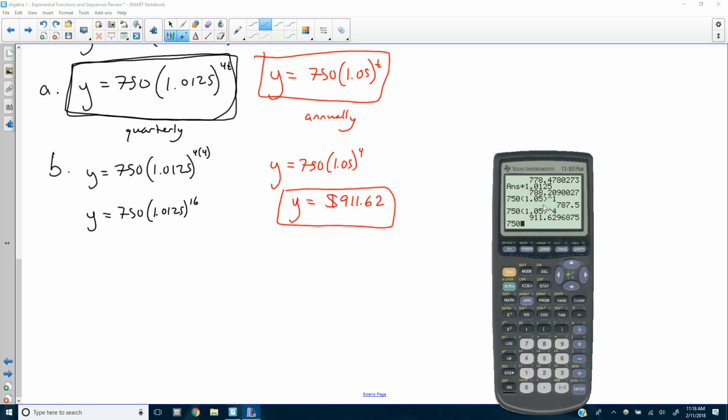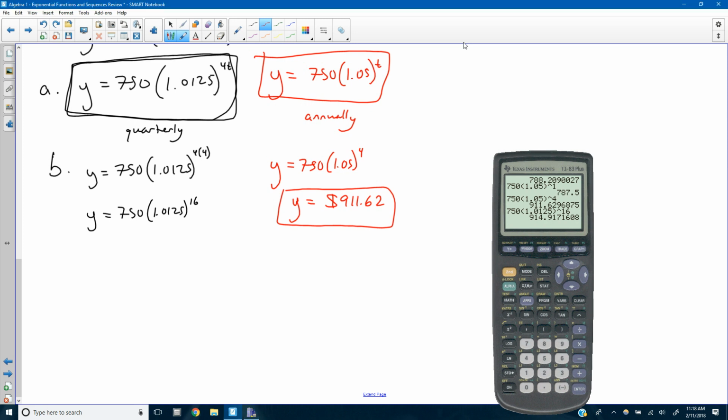So this one here is 750. I haven't done this problem before. So 750 times 1.0125 to the 16th power. Now, this number should be bigger than 911. 914, that's not much bigger at all. So, hey, you know what? This isn't necessarily a very fun way of playing with one of these things, but that's all right. So $914 and how many cents? 91 cents, not 92. This is the answer.